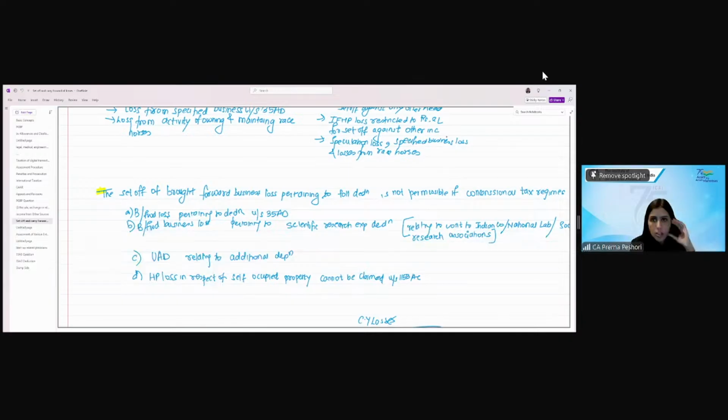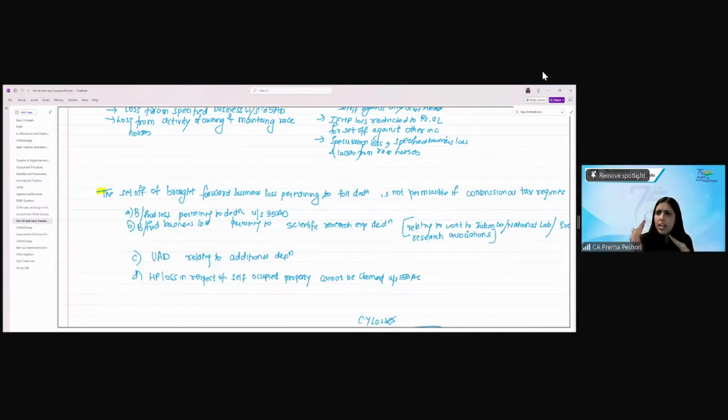Then, current year losses, as I said: first, intersource, there is no restriction. Then interhead, exceptions are there, what we discussed. And then you will carry it forward to the future year if anything remains unabsorbed. So first, coming to the IFHP loss.